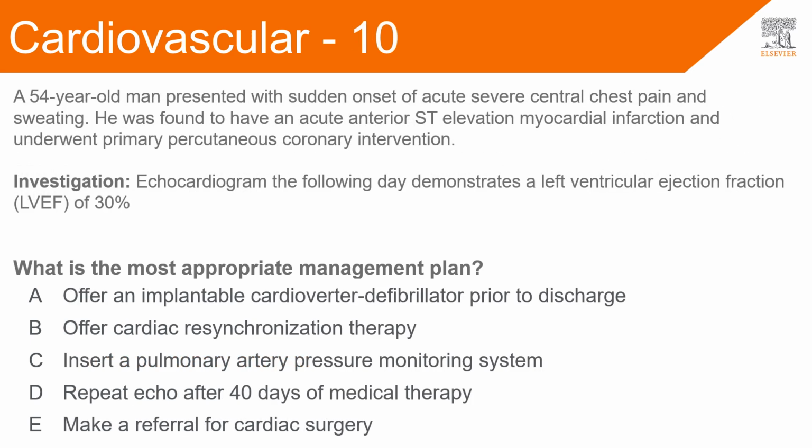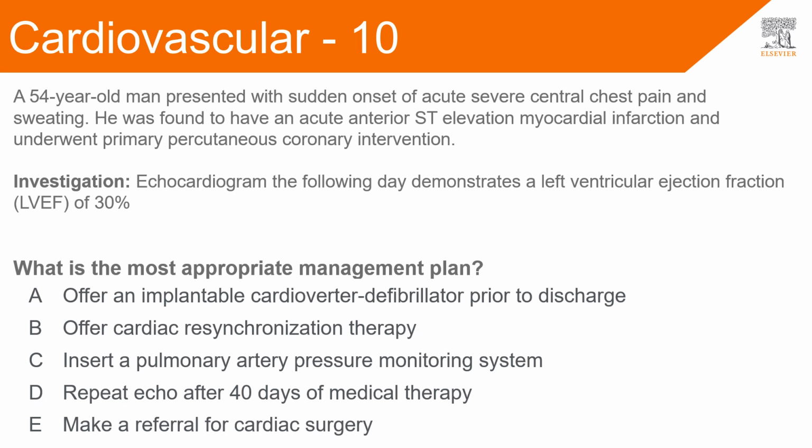What about this one? We've got a 54-year-old man that presents with sudden onset severe central chest pain and sweating. He's found to have an anterior STEMI, and he underwent PPCI, primary percutaneous coronary intervention. The echocardiogram shows a left ventricular ejection fraction of 30%. So what are you going to do for this man, right?